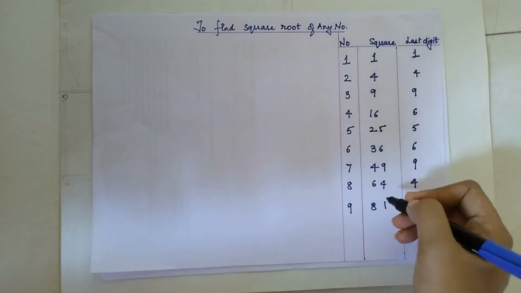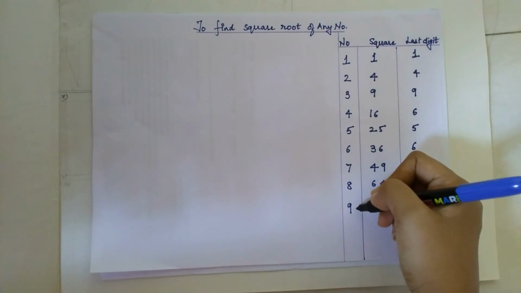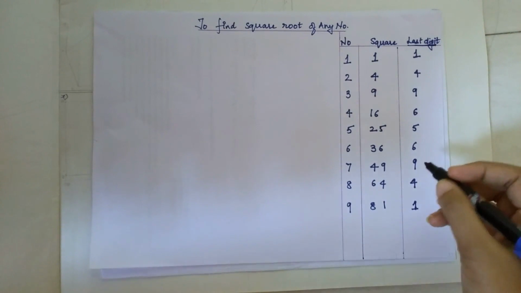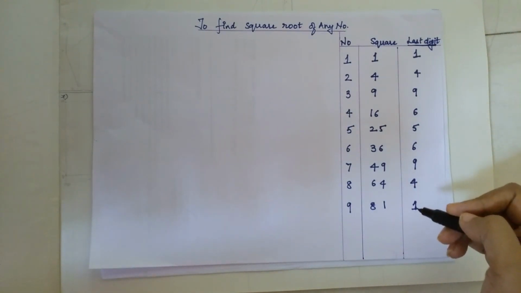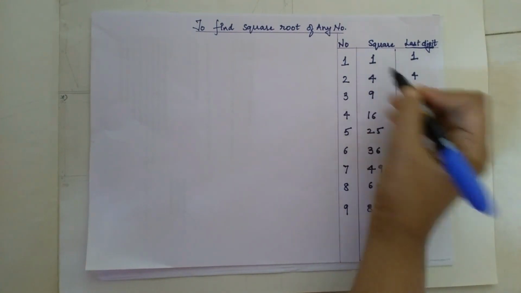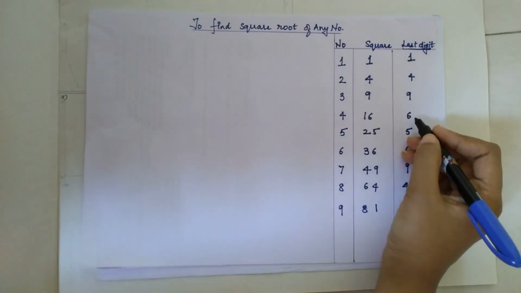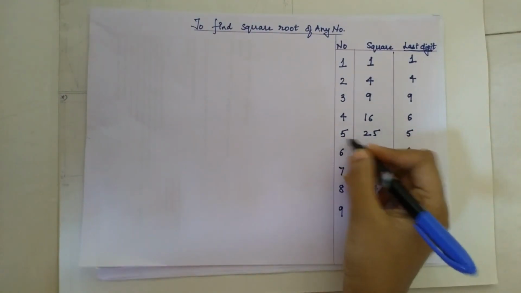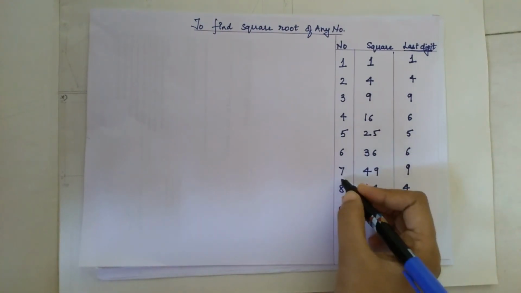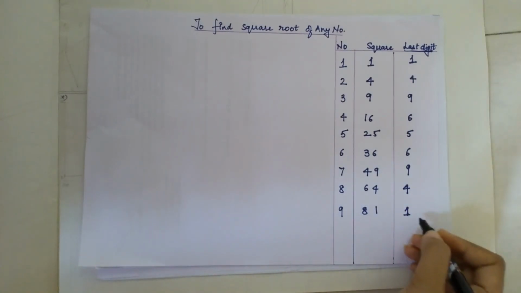And from this, you will get the last digit of the squares from 1 to 9. Students, this column, the last digit column, is very, very important for us to find the square root of any number. So, over here, the last digit of 1 is 1, the last digit of 2 is 4, the last digit of 3 is 9, the last digit of 4 is 6, the last digit for 5 is 5, the last digit for 6 is again 6, the last digit of 7 is 9, the last digit of 8 is 4, the last digit of 9 is 1.